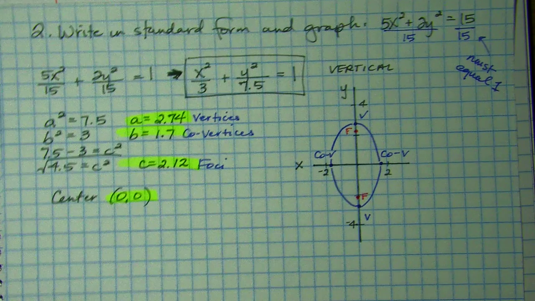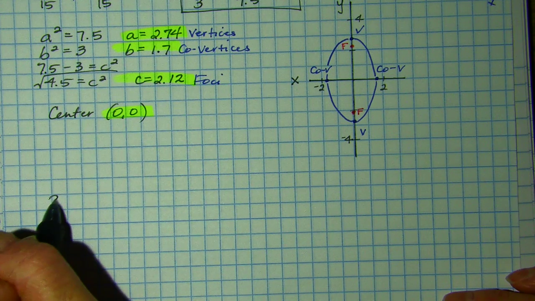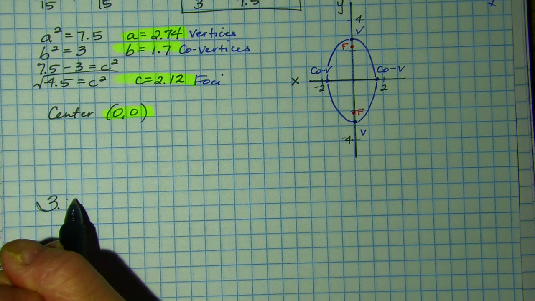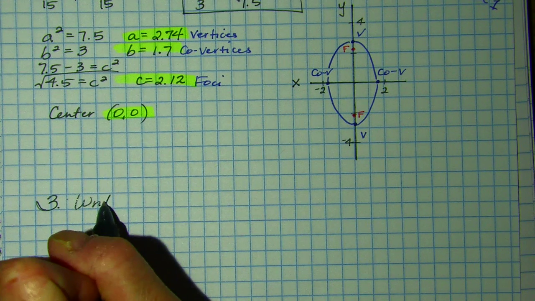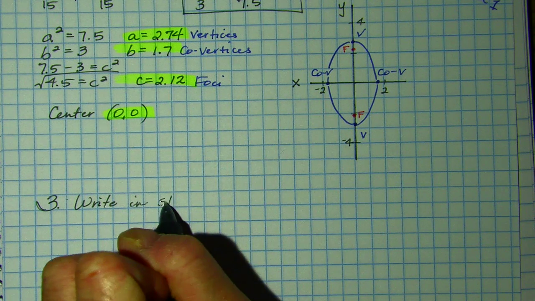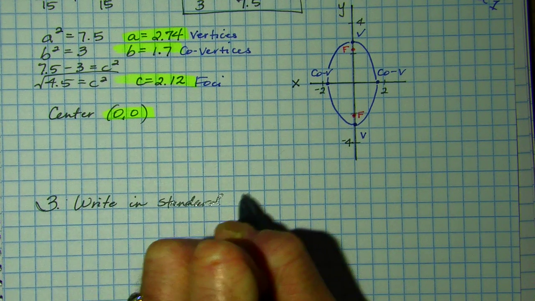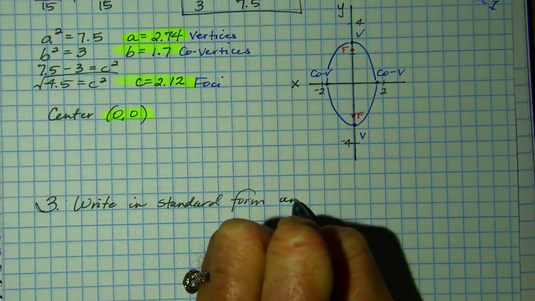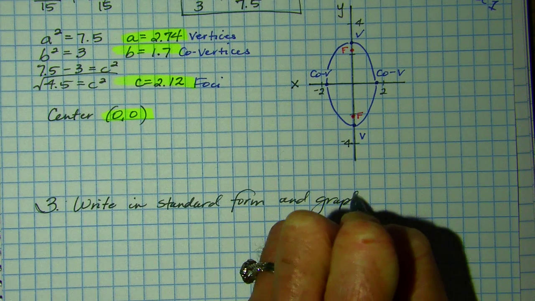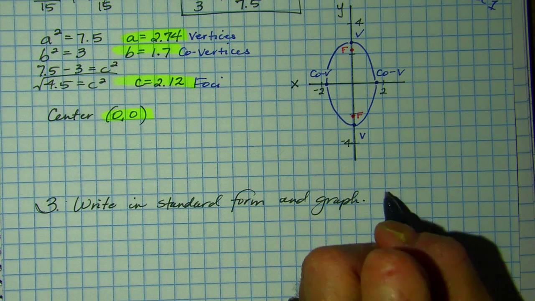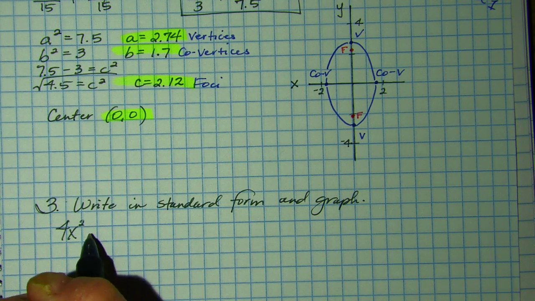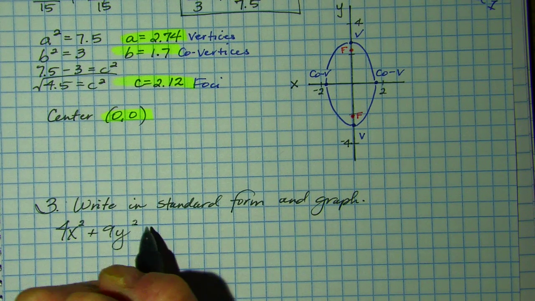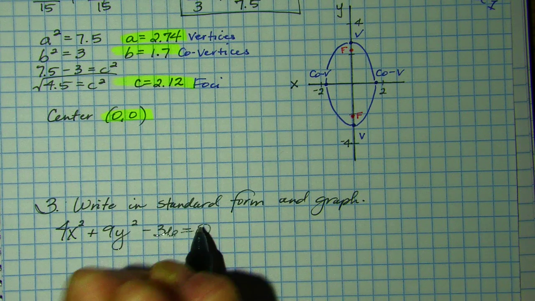Last one. Same directions, we're going to write in standard form. Hold on, sorry. And graph. So write in standard form and graph. So I have, I'll write it down here, 4x squared plus 9y squared minus 36 equals 0.